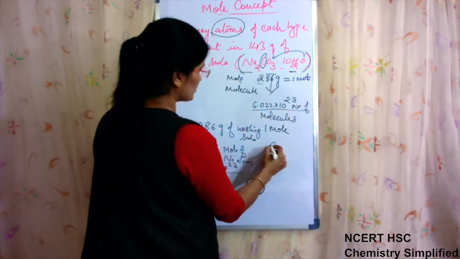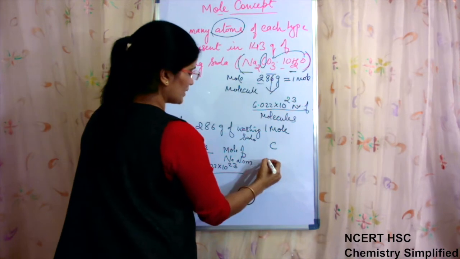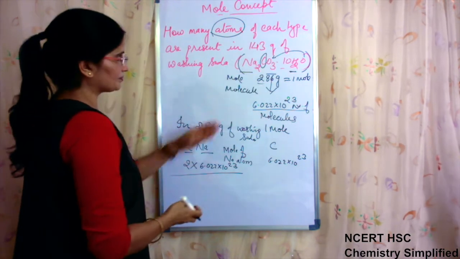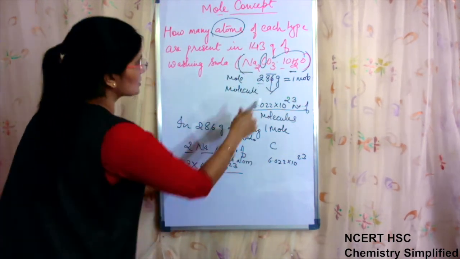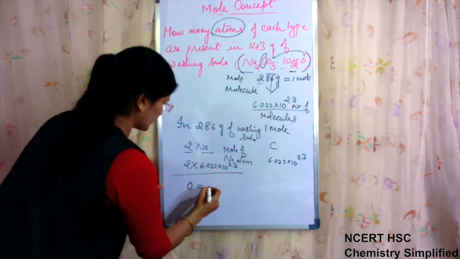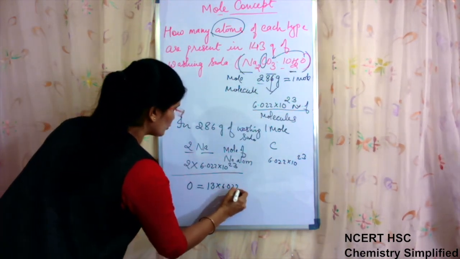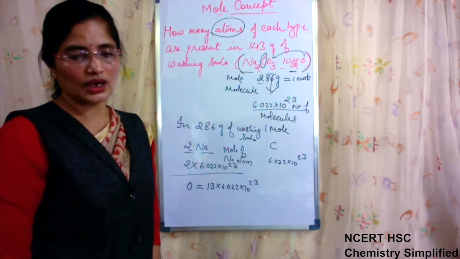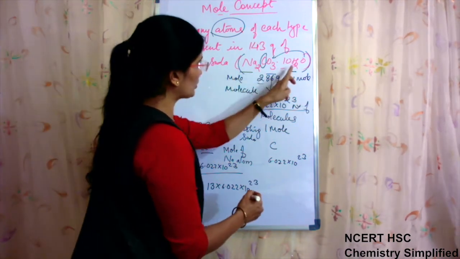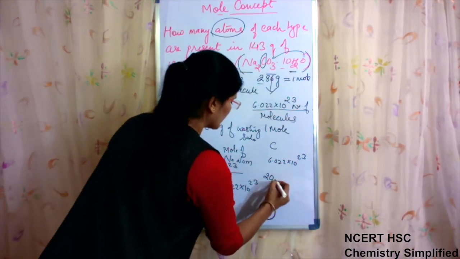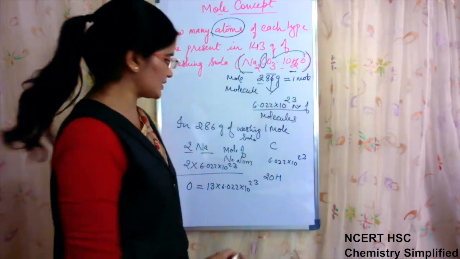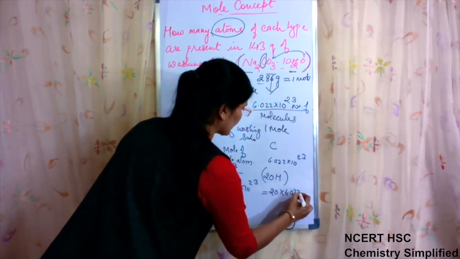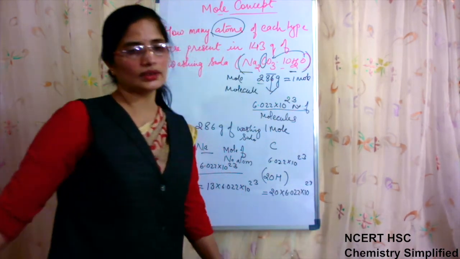If you talk about carbon, the number of carbon atoms present is 6.022 × 10^23, because it is only 1 mole. If you talk about oxygen, there are 3 oxygen here and 10 oxygen here. So 13 × 6.022 × 10^23 oxygen atoms are present. And if we talk about hydrogen, 20 moles are present. So the number of atoms in 20 moles will be 20 times the Avogadro number. Is this clear?